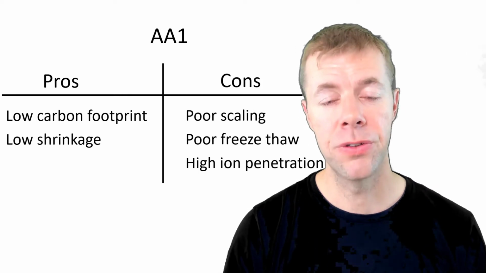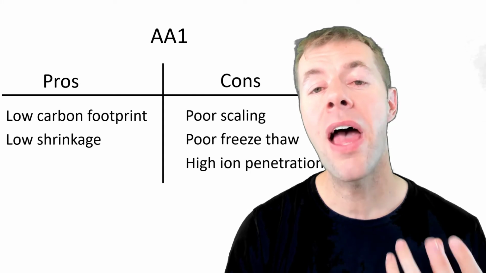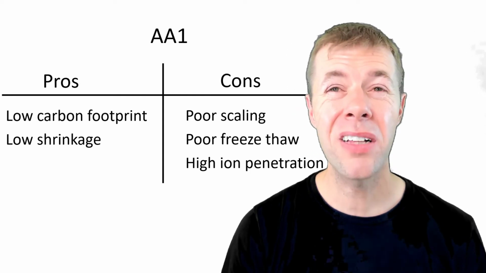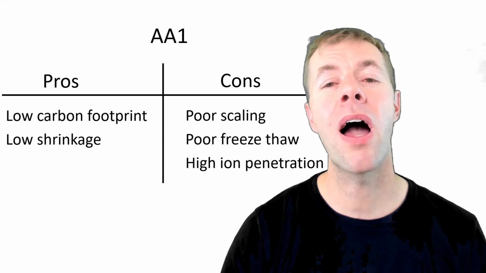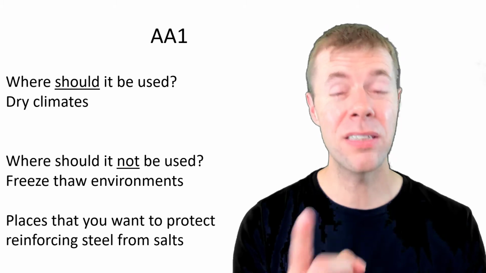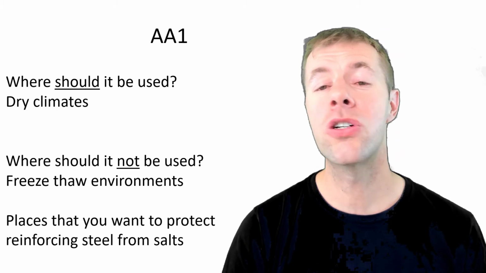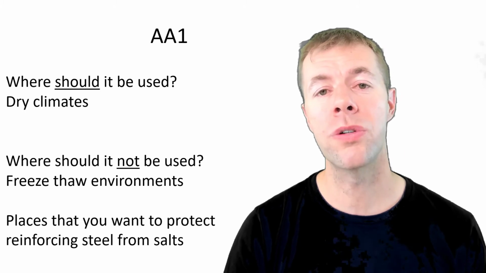Alkali activated. Some of the pros, they have a low carbon footprint, they have low shrinkage. The cons, they have poor scaling performance, poor freeze thaw, and high amounts of ion penetration. So where should they be used? If you have dry climates, this is a great application for them. They shouldn't be used in freeze thaw environments or places where you want to protect reinforcing steel from salts.